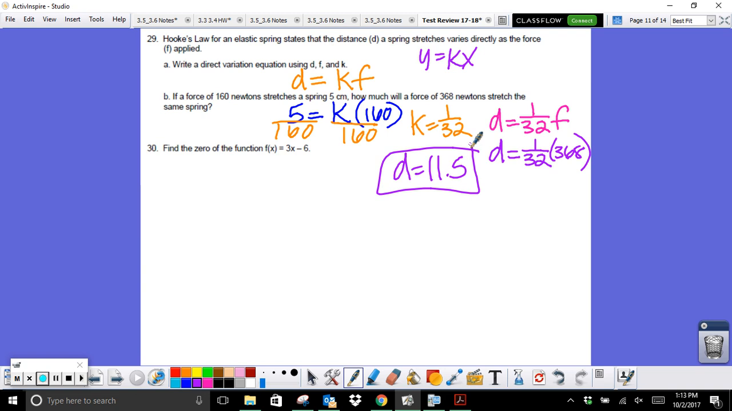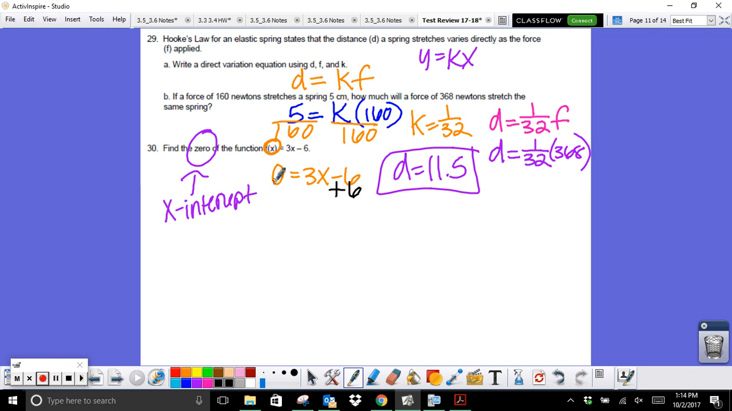Number 30, find the 0. So again, there's 0. That means the x-intercept. Okay, so I either need to plug 0 in for y or cover it up. The problem with covering f of x up here, which means y, is everything's on the right side. So I can't find x just by kind of doing it in my head. I have to actually plug that 0 in, and I'm going to have to solve this.